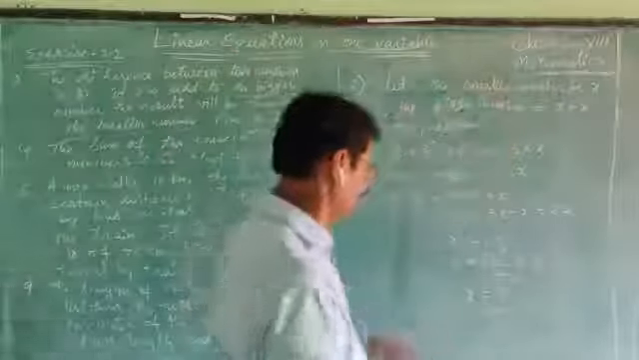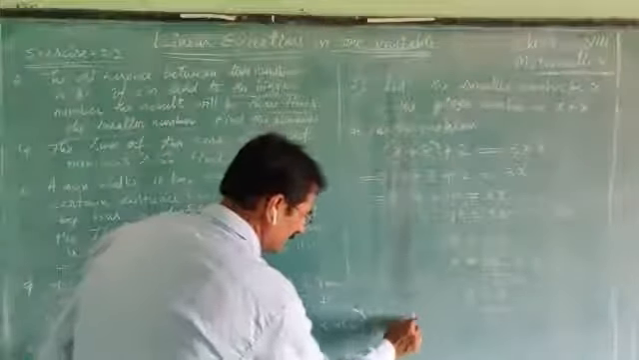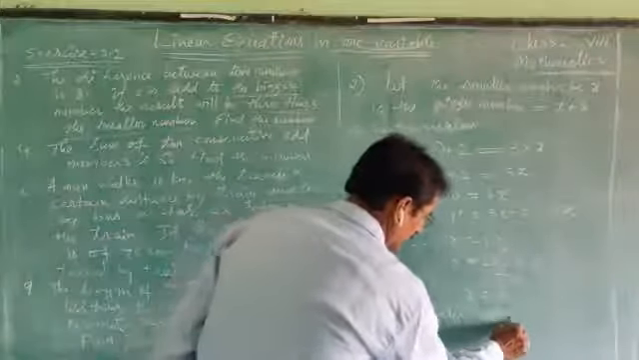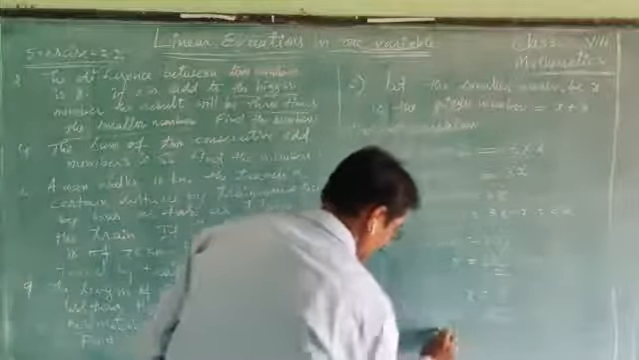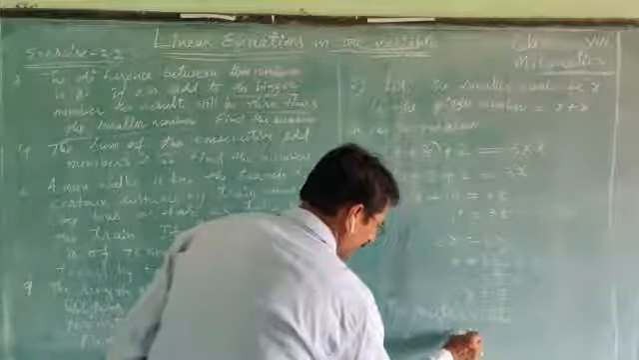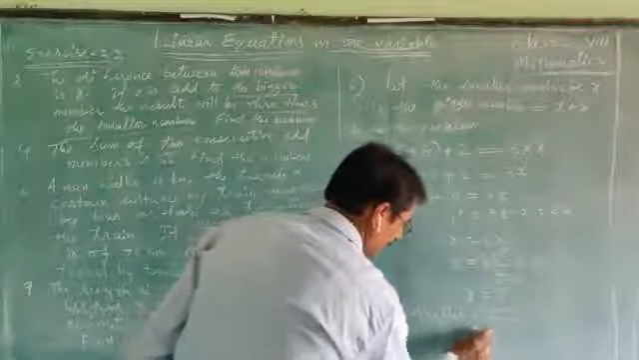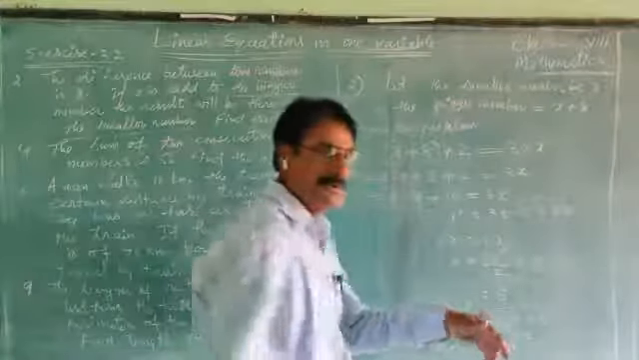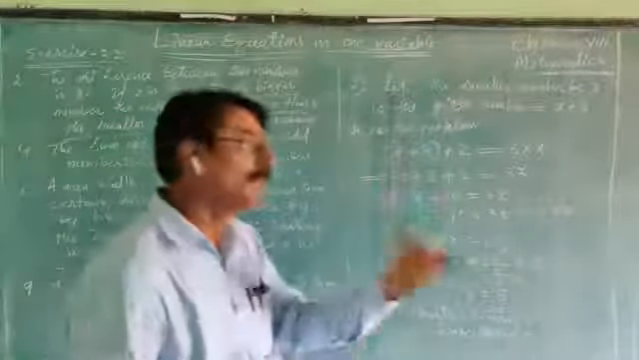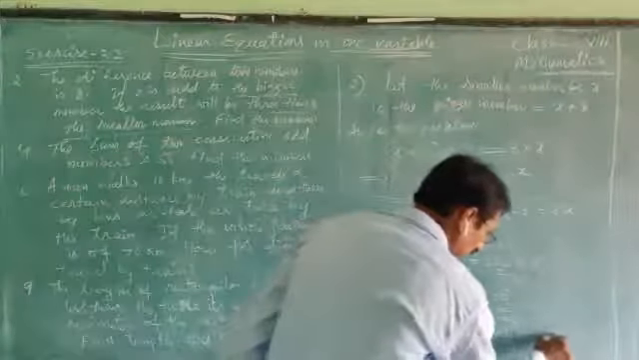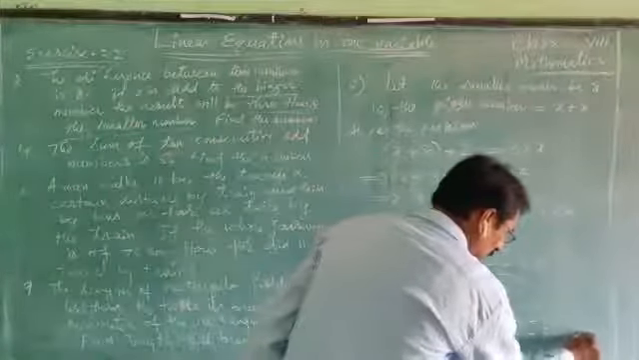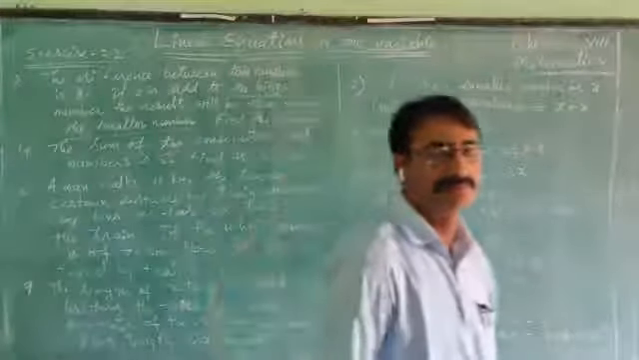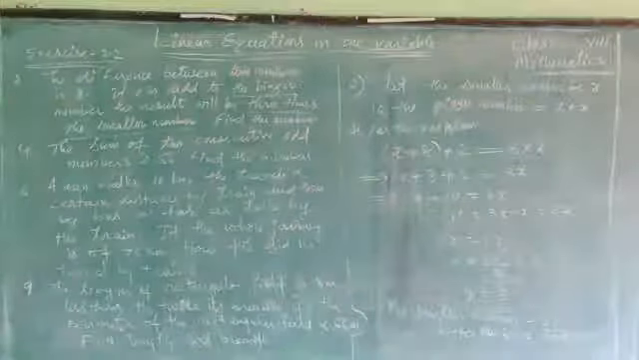Therefore, the smaller number is 5. The bigger number is how much more? 8 more than the smaller. So 5 plus 8 equals 13. So the numbers are 5 and 13. The numbers are 5 and 13.